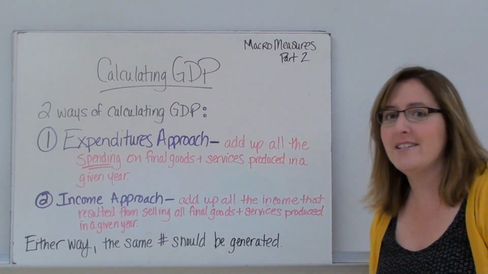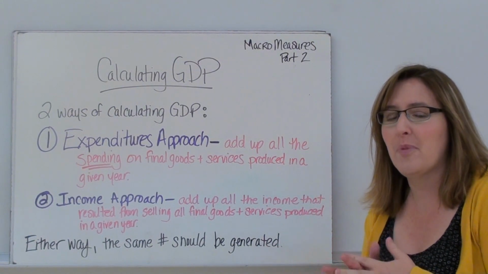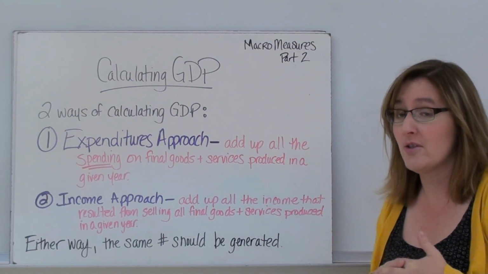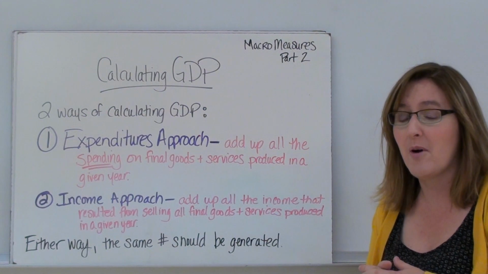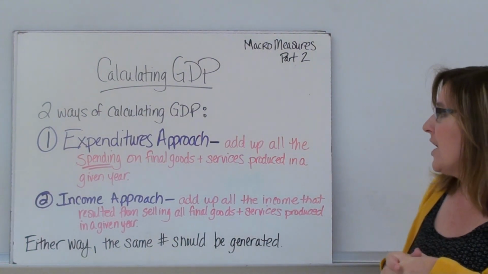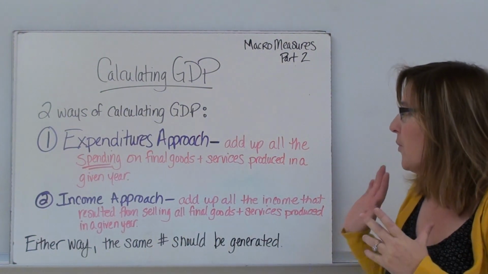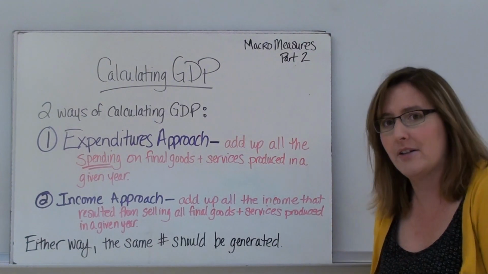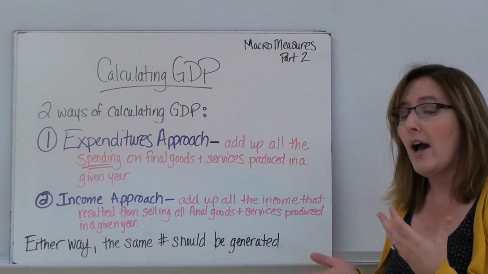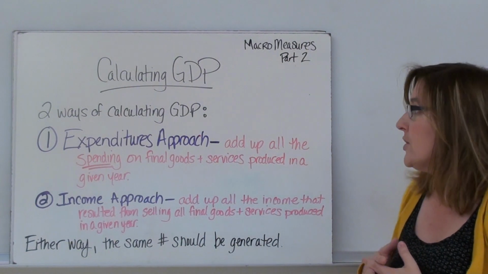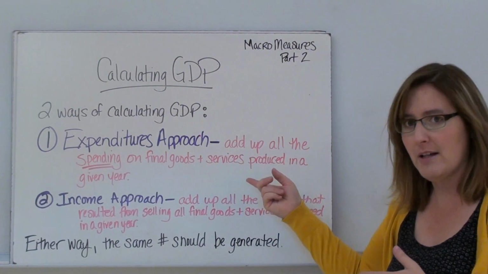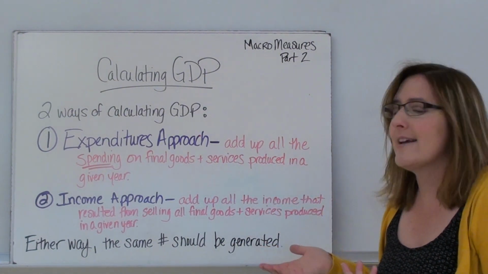Hey Econ students, we are finishing up part 2 of macro measures, which is basically just finishing up our discussion on GDP. So we want to talk about how we calculate GDP, how it is actually counted. There are 2 ways. There's the expenditures approach and there's the income approach.